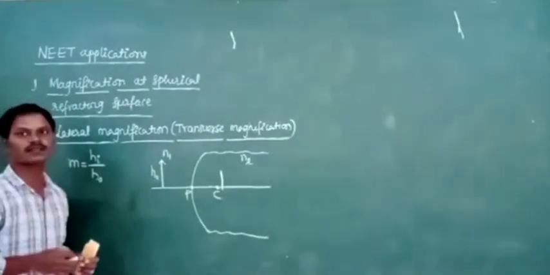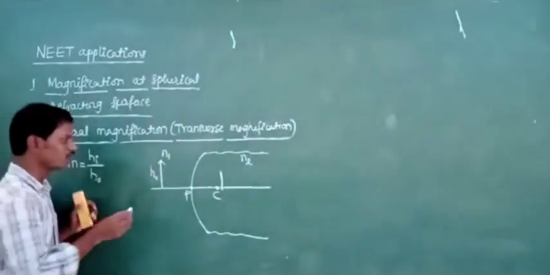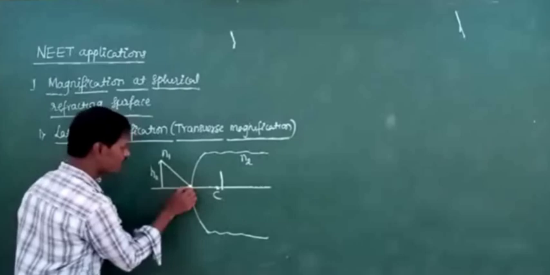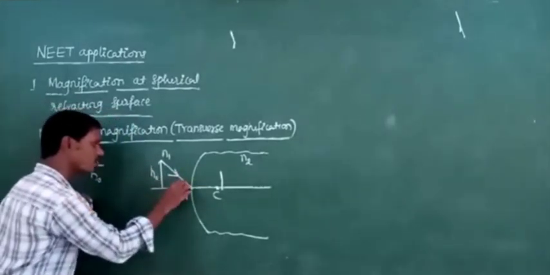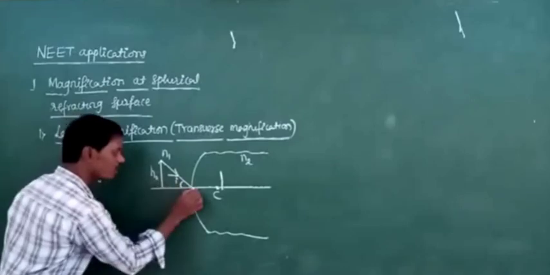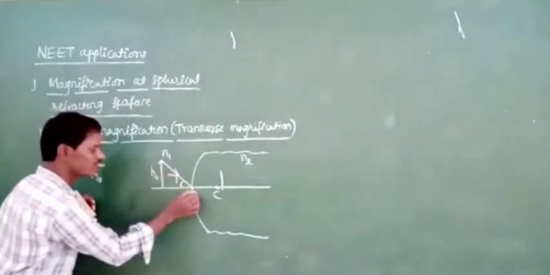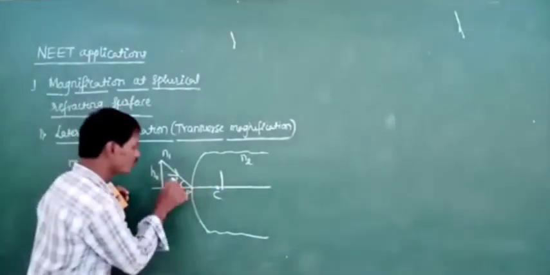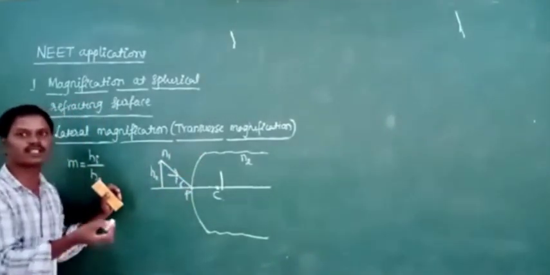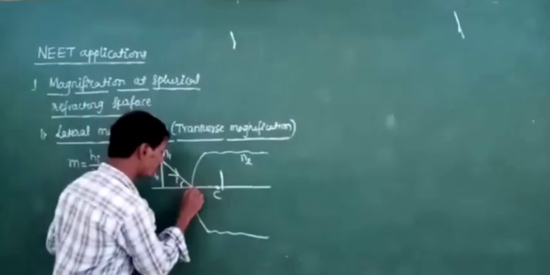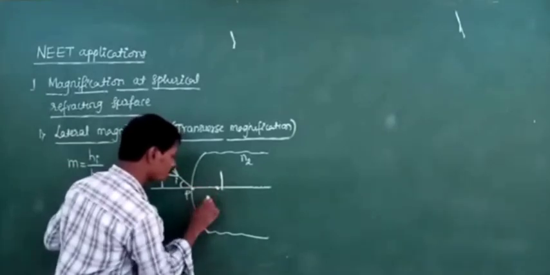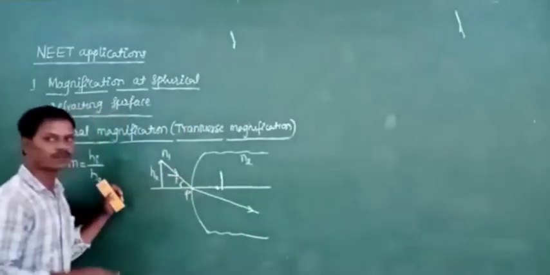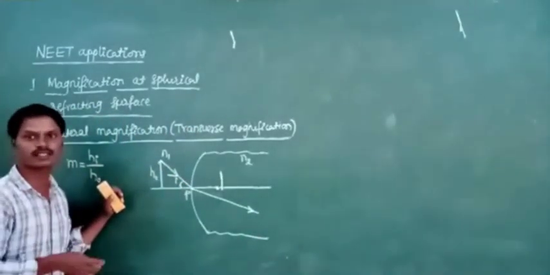Then we are going to consider two rays coming from the object. One ray is incident at the pole, obliquely, with an angle of incidence i, the angle between the incident ray and the normal. The light travels from the rarer medium to the denser medium, so the light bends towards the normal. The refracted ray bends towards the normal in the denser medium because of the decrease in speed of light.